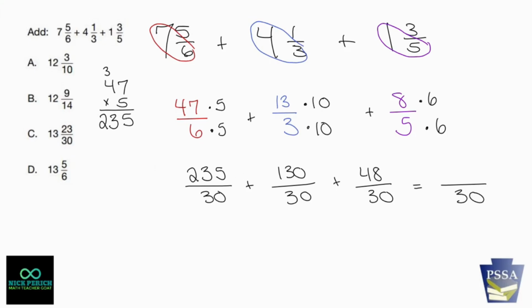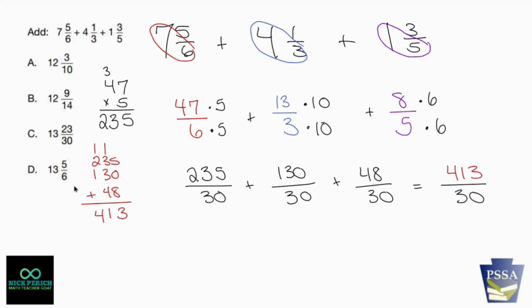Now again, no calculator allowed, so I'm going to go off to the side and find out what 235 plus 130 plus 48 is, the old-fashioned way. 5 plus 0 is 5. 5 plus 8 is 13. Write down your 3. Carry the 1. 1 plus 3 is 4. 4 plus 3 is 7. 7 plus 4 is 11. Write down your 1. Carry the 1. 1 plus 2 is 3. 3 plus 1 is 4. So 413.